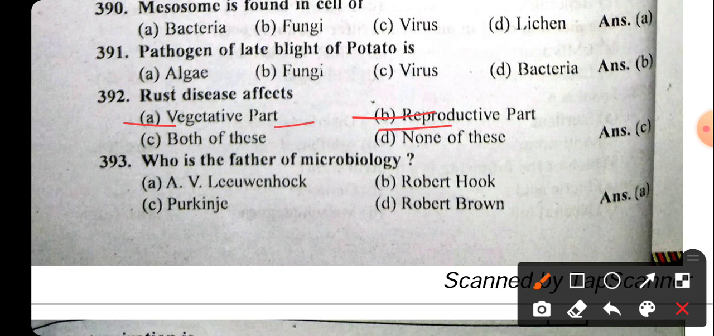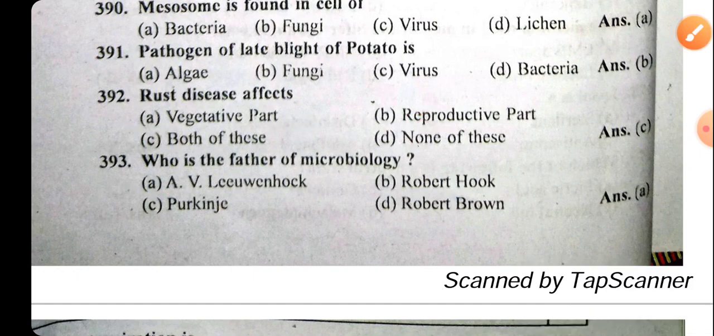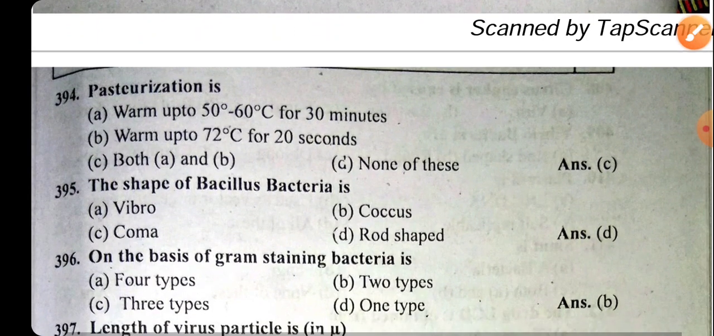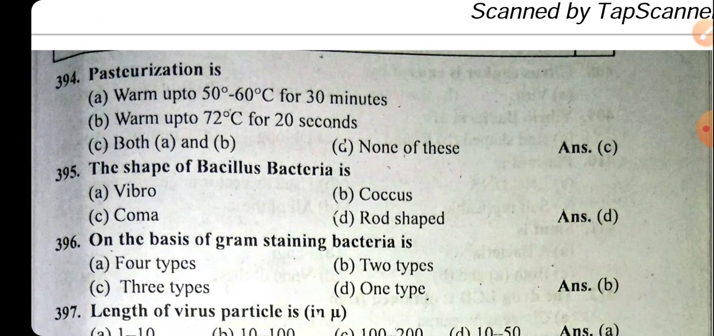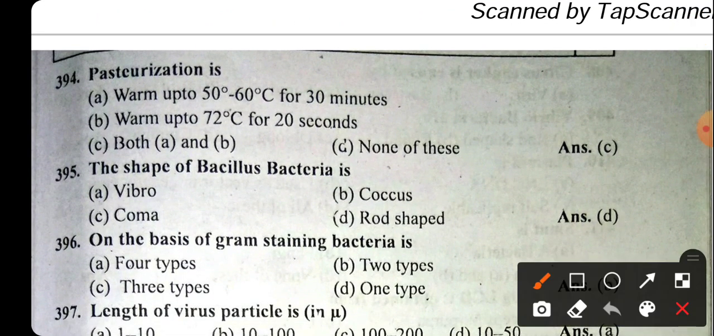Who is the father of microbiology? We know that Anton van Leeuwenhoek is the father of microbiology. Now the next question: pasteurization. We already discussed this question. That is option C, both A and B: heating at 60 degrees for 30 minutes or 72 degrees for 20 seconds. Both are equivalent treatments. It will be 20 seconds, not 20 minutes.